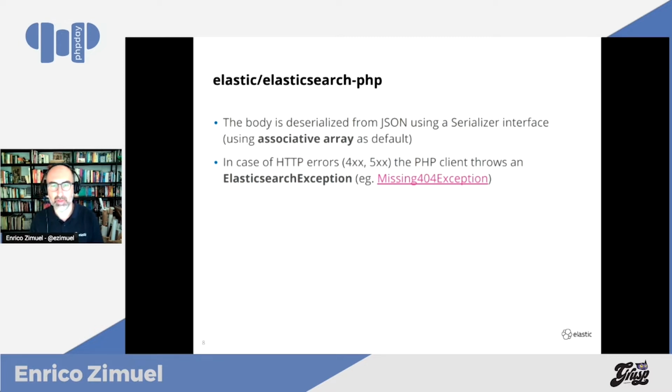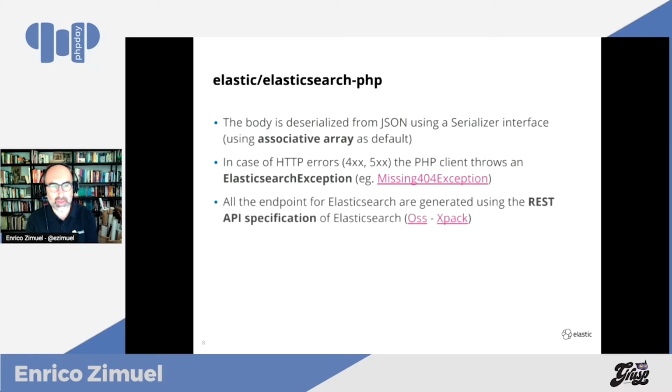In case of errors, for instance, a 400 or 500 status code of the HTTP response, we throw an exception that extends the Elasticsearch exception interface. For instance, if you get a 404 file not found, for instance, you are getting some information from an index that does not exist, Elasticsearch PHP will throw an exception, and this exception is Missing404Exception, which implements the Elasticsearch exception interface.